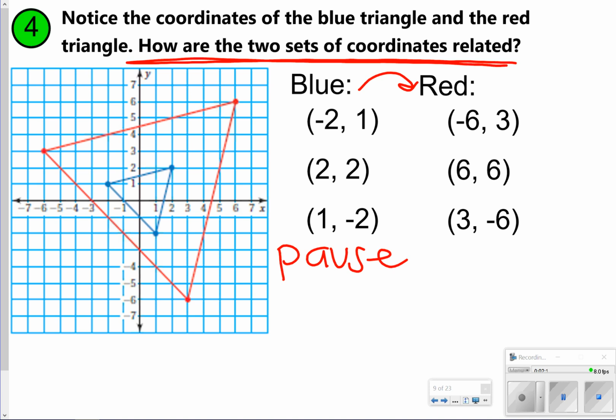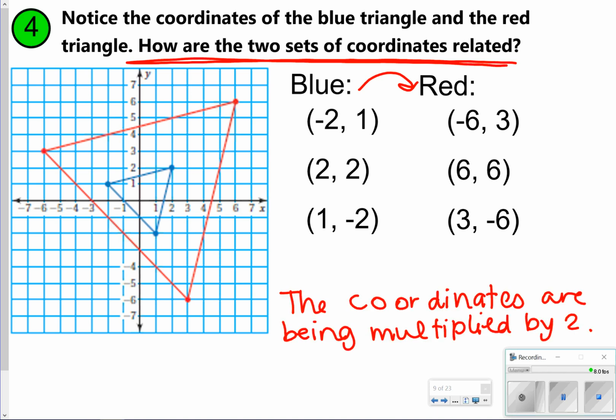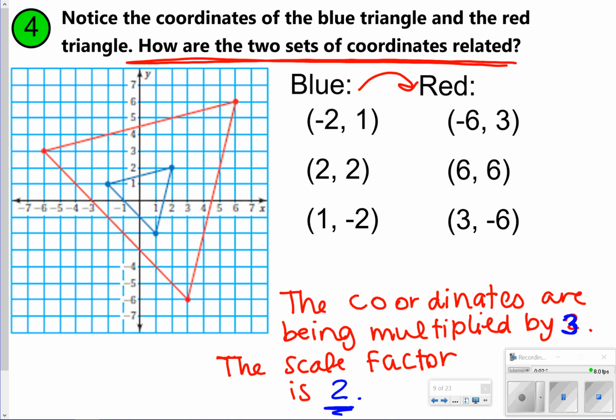Okay, so by now you should have noticed that each of the coordinates are being multiplied by 2. Because the coordinates are being multiplied by 2, that means we have a scale factor of 2. Remember, whenever a figure gets bigger, your scale factor is going to be larger than 1, and that's exactly what has happened. We've implemented the scale factor of being 2, or excuse me, we've actually multiplied it by 3. That's my bad. Whenever we're multiplying this and we're taking the scale factor and making it larger, that means we're multiplying by a number bigger than 1. So scale factor of 3, my fault.